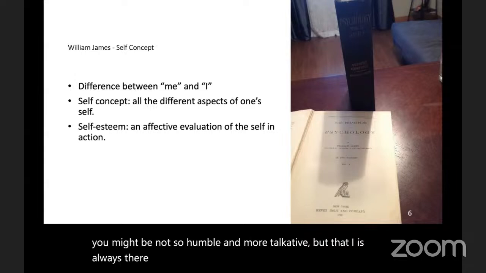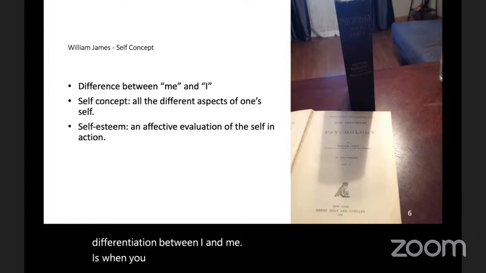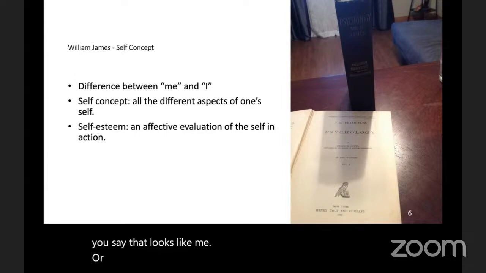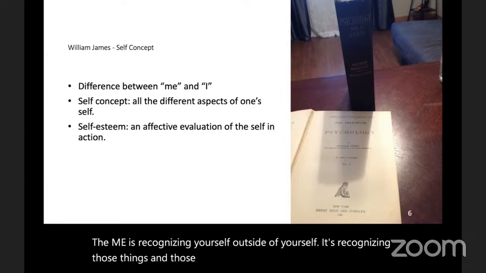Okay. The me, the best way that I think about the differentiation between I and me is when you look at a picture or something and it's not you, but you say, that looks like me. Or when you say, oh, that could be me if I was in that situation. The me is recognizing yourself outside of yourself. It's recognizing those things and those people in the environment that are similar to you.